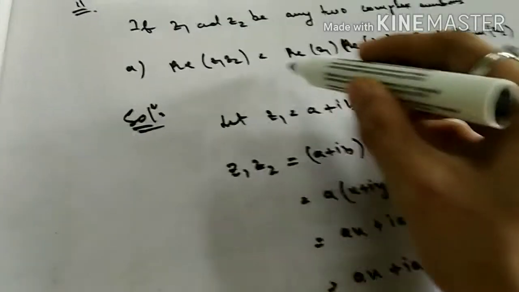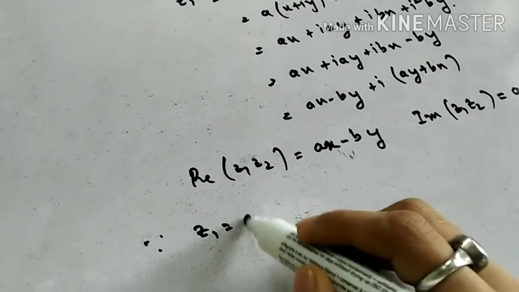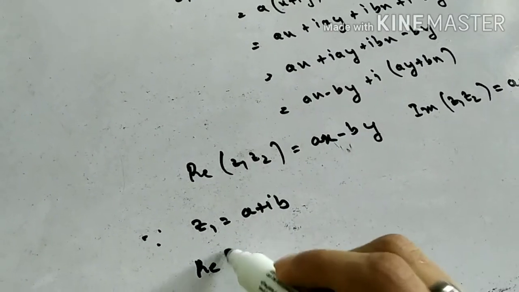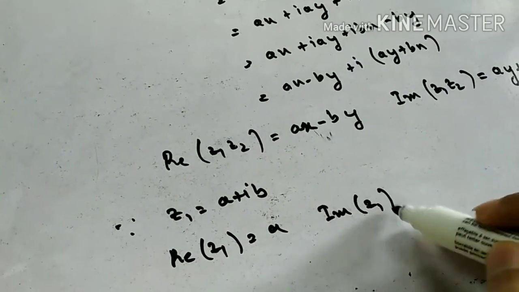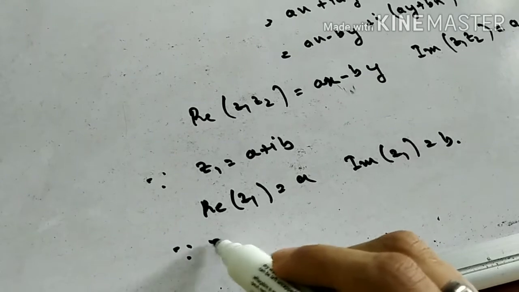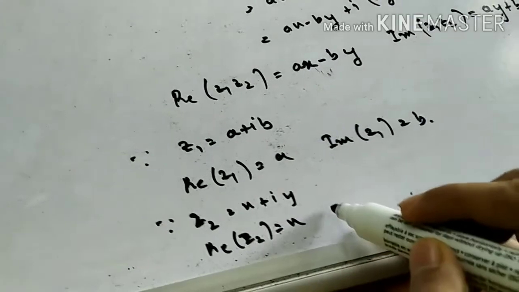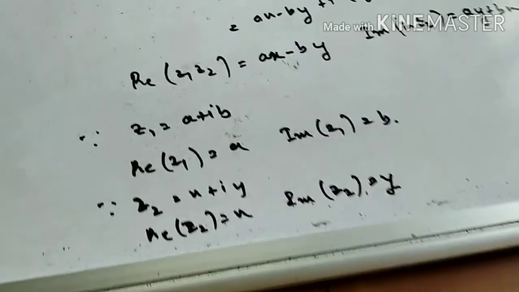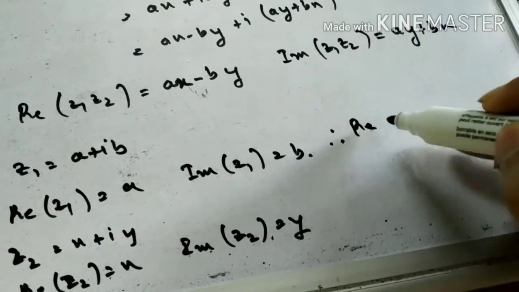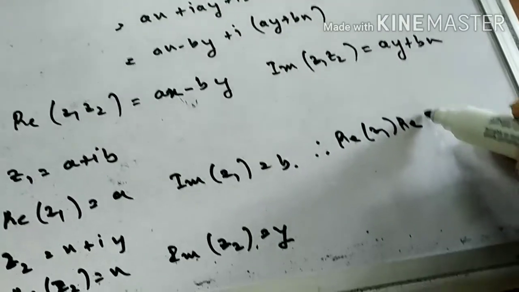So now I have to prove that Re(Z1 Z2) is equal to Re Z1 Re Z2 minus Im Z1 Im Z2. Since Z1 is equal to A plus iB, therefore Re Z1 is equal to A and Im Z1 is equal to B. Again, since Z2 is equal to X plus iY, Re Z2 is equal to X and Im Z2 is equal to Y. Understand?